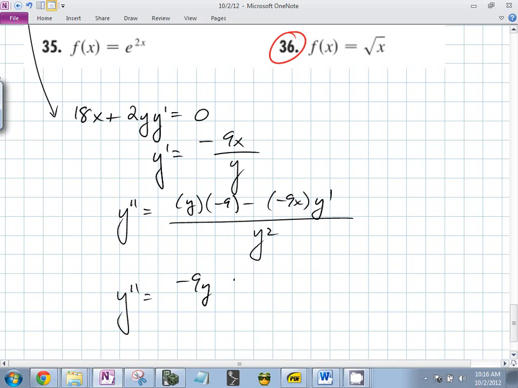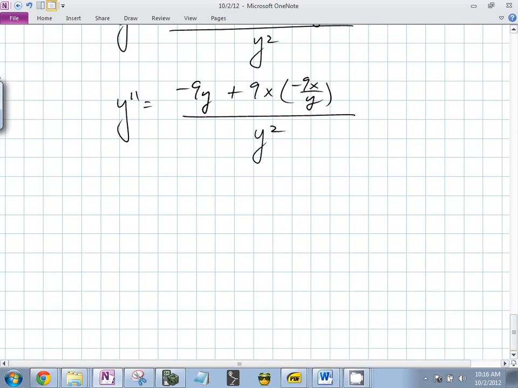Y plus 9x, negative 9x over y, all over y squared. Can you simplify that a little bit? Y double prime equals what? Negative 9y minus 81x squared y to the, all over y squared. There it is.